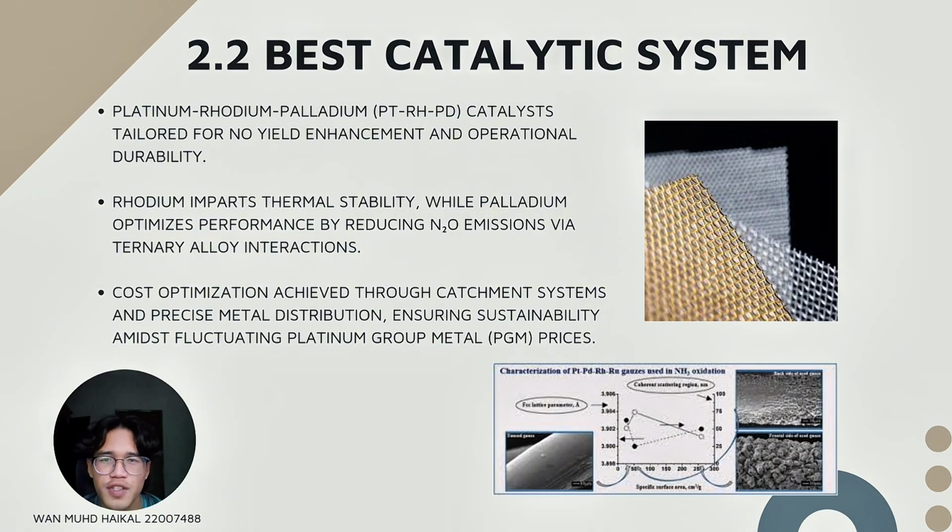Catalyst plays a crucial role in ammonia oxidation. The platinum-rhodium-palladium combination is the industry standard, with rhodium enhancing reliability and palladium reducing the nitrous oxide emission. Optimized designs like the EcoCat system ensure long campaign durations, minimize downtime, and improve overall process efficiency, making them indispensable for industrial scale nitric oxide production.